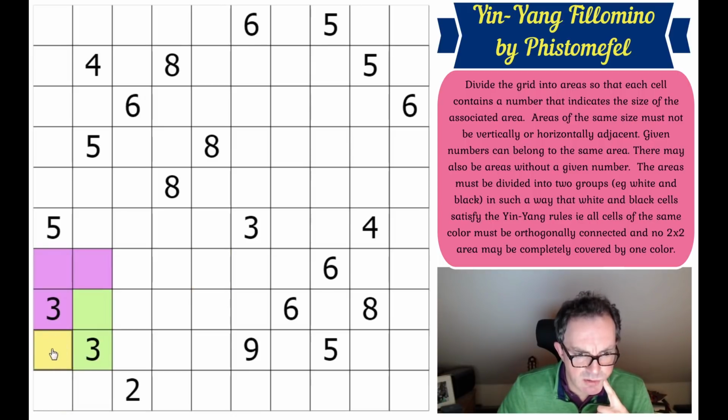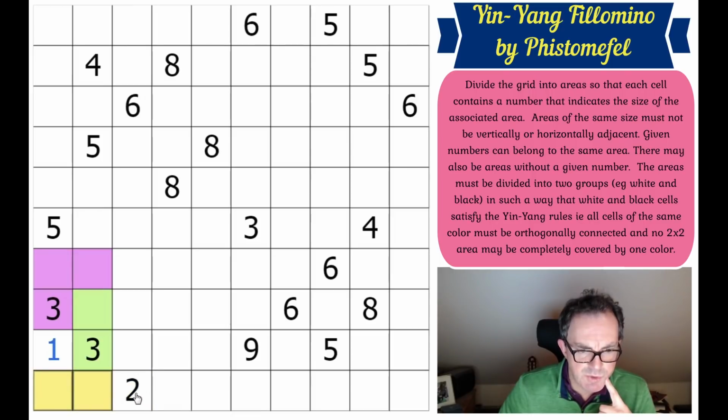What is that one? That can't be a 3. But it can't be a 1 either, because if this is a 1, whatever colour it is, what do you then put in this square? This square cannot be a 2 because it would join to this 2.